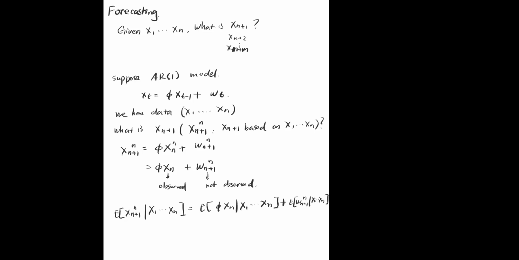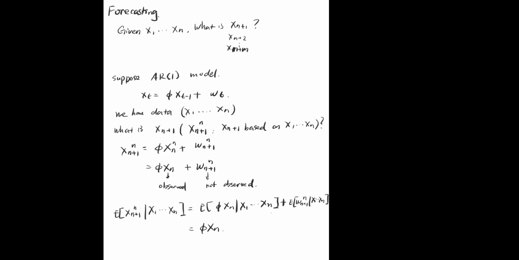So we take the conditional expectation on both sides. So this is just phi times xn, because xn is here, so we can pull the xn out of the expectation. That's just the rule of the expectation.